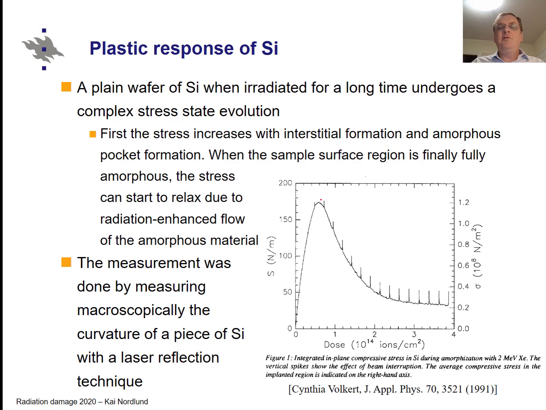But then when you are fully amorphous, you start getting this radiation enhanced flow, and then the stress actually goes down. So essentially what happens is that if you do this on a thin layer, the silicon wafer will first expand like this and then go backwards when you keep irradiating.